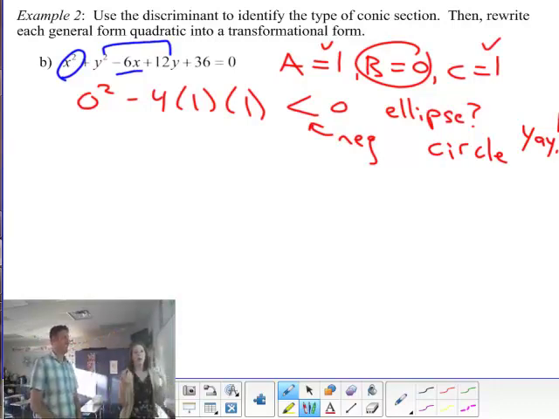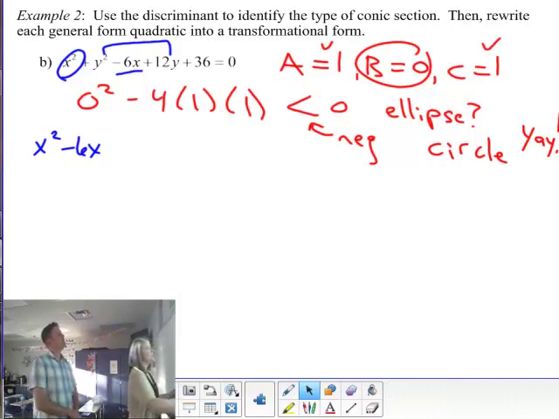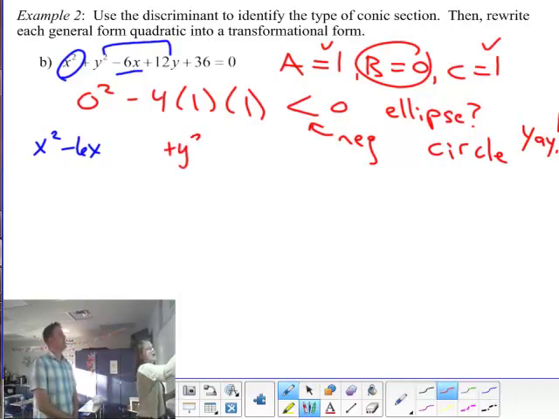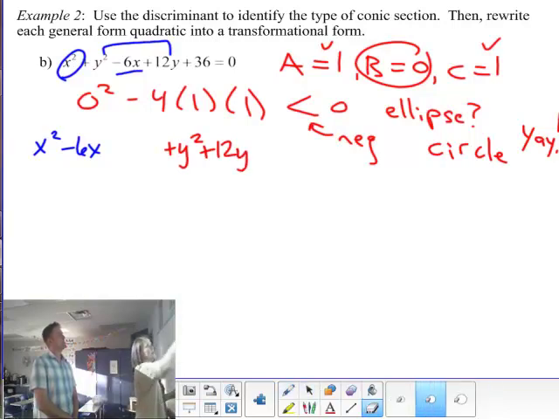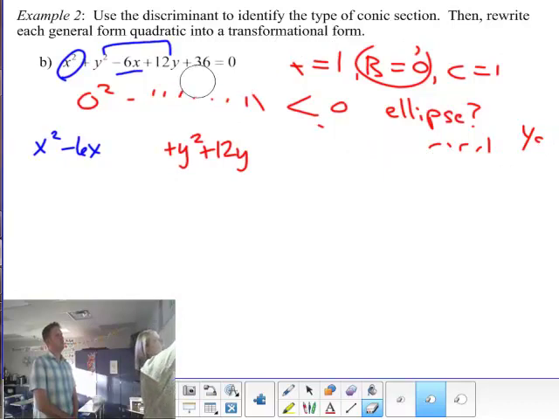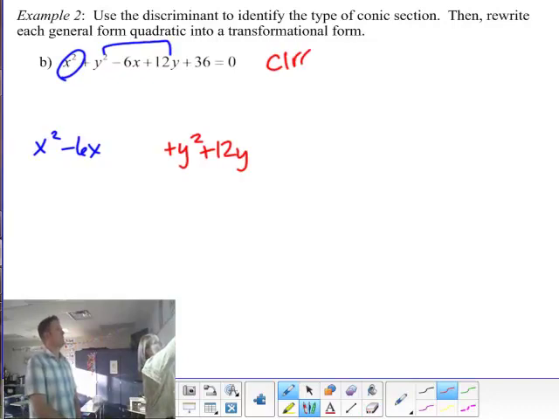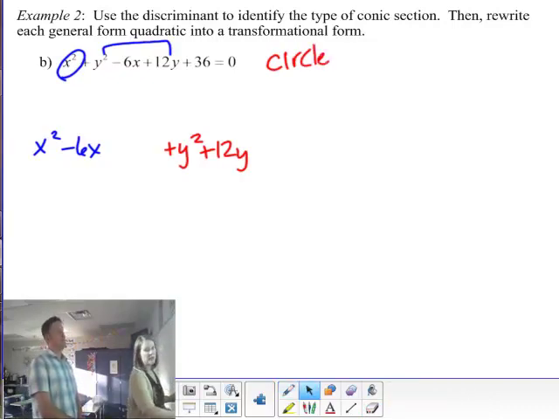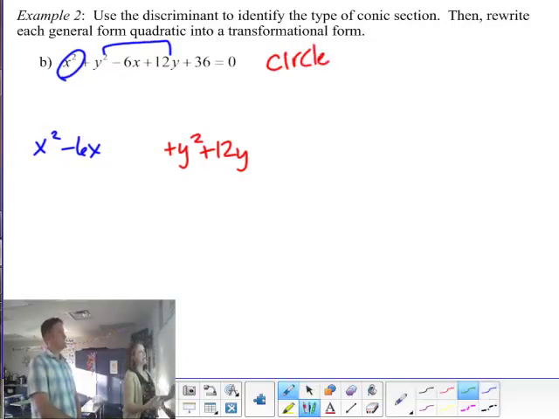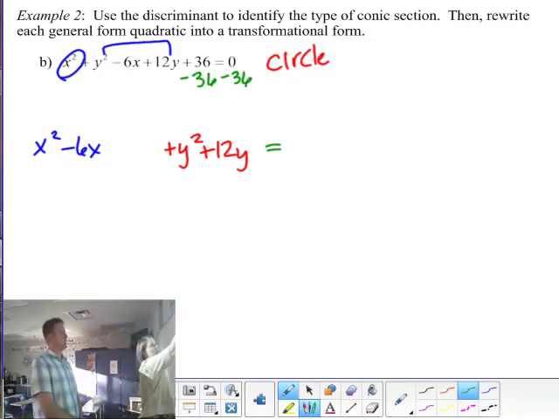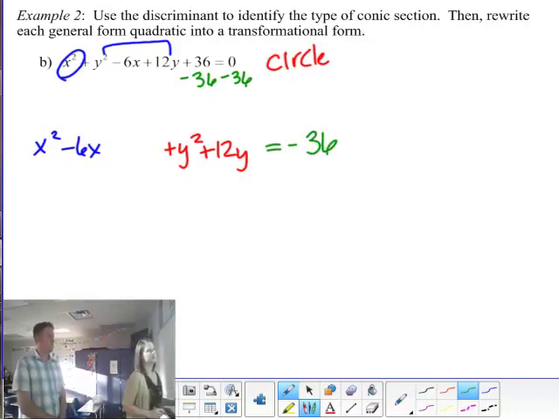Okay, so again, I would rearrange these pieces. We're going to have an x squared and minus 6x. I'm going to leave a little space there. And then let's put the y's together. We've got a plus y squared and a plus 12y. I'm going to get rid of the ellipse label since we already know it's a circle, but I'm going to need that room. Now anything that's not an x or a y is just my 36, so I can move that minus 36 to the other side.